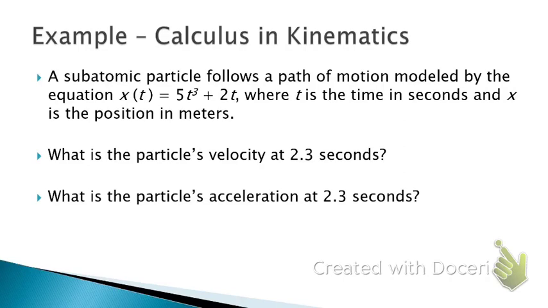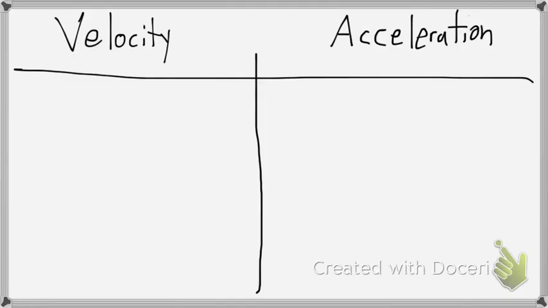A subatomic particle follows a path of motion modeled by the equation x of t equals 5t cubed plus 2t, where t is the time in seconds and x is the position in meters. And we want to know how fast this particle is going to be moving after 2.3 seconds have passed, and what is that particle's acceleration at 2.3 seconds. So I'm going to start with velocity.